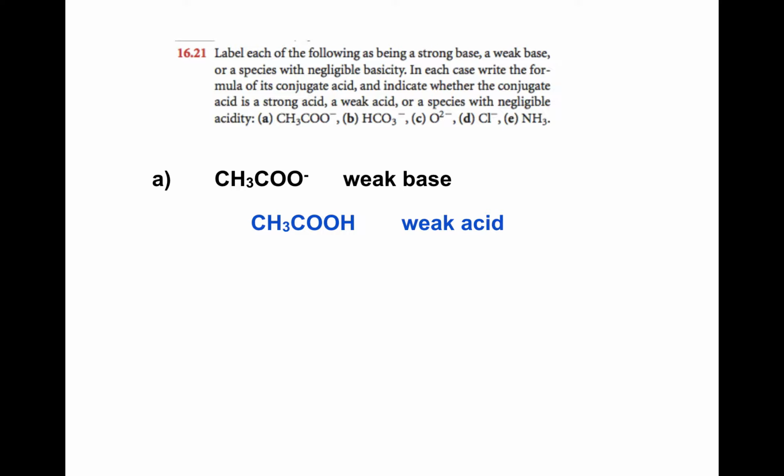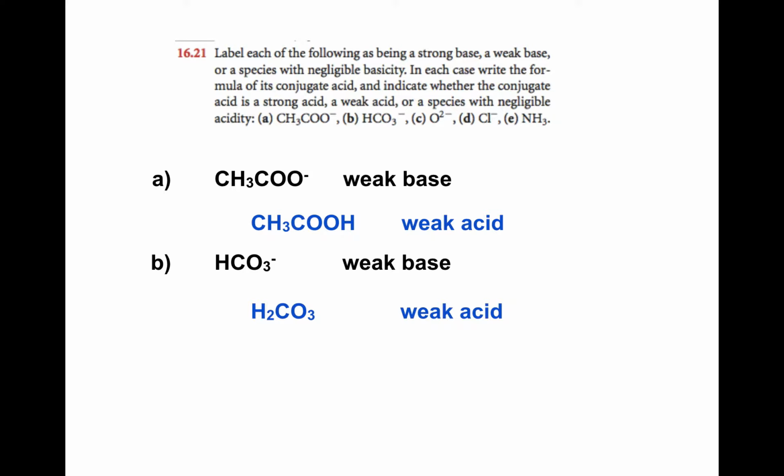Hydrogen carbonate is a weak base, and therefore the conjugate acid is carbonic acid, which is a weak acid. So again, if you're a weak base, it means you're not that great an H taker, and therefore a significant H giver.